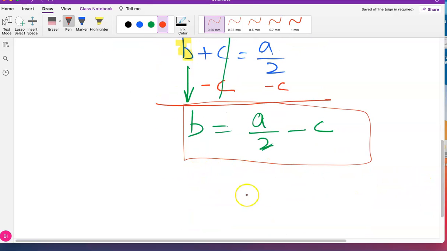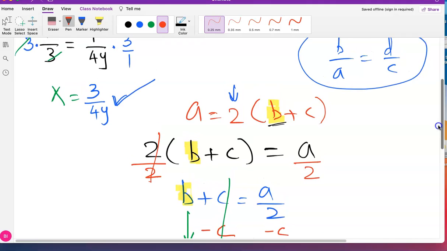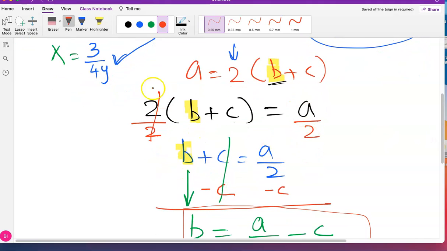Further, you can simplify it. A minus 2C over 2 is equal to B, by taking the least common multiple and simplifying, or you can stop at this point. So let me go back and talk about this again.